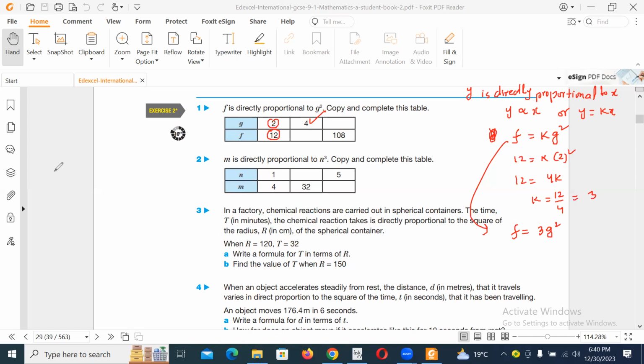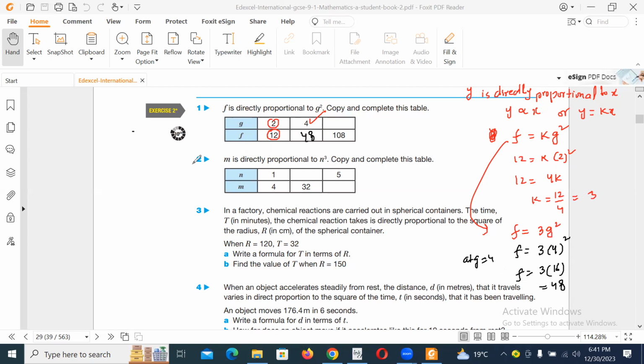Now we can find out the missing values so that we can complete our table. When g is 4, what is the value of f? Okay, so at g is equal to 4, we know that g is in squared form, so 4 squared gives me 16, and 16 multiplied by 3 is 48. So here my answer is 48.